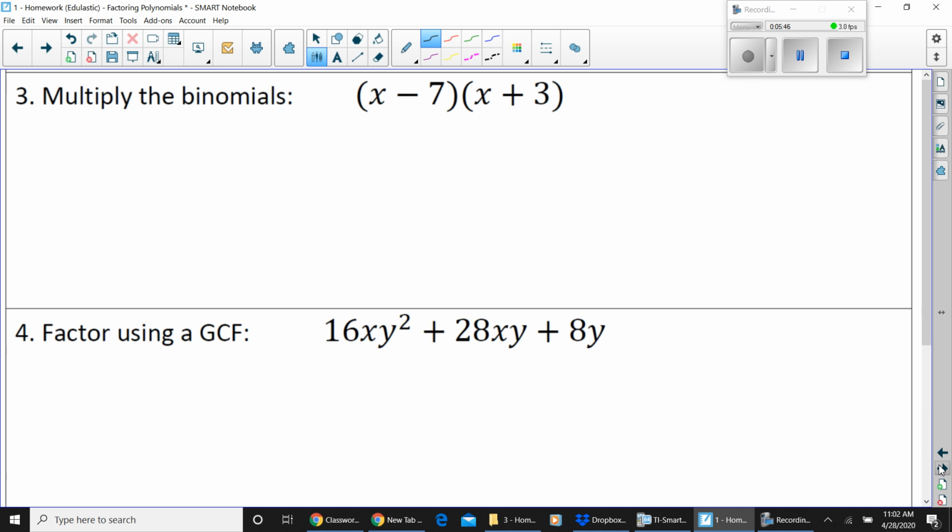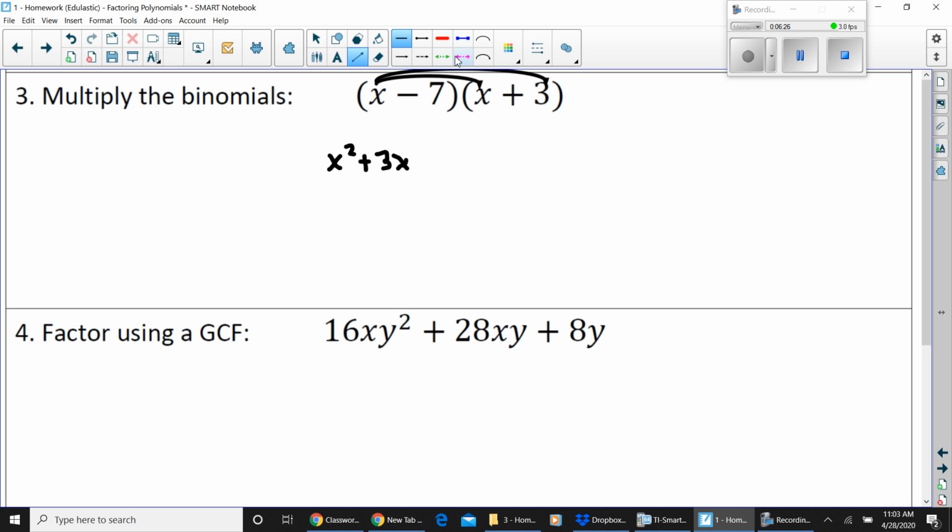Going on to the next page. Multiply the binomials, and just really step by step, remember this is the distributive property. We have x times x, so that's the first thing that we do, and I'm going to put that down as x squared, obviously. And the next thing that you have to multiply that x by is the 3. So x times 3, and this is a positive x times a positive 3, and that is 3x.